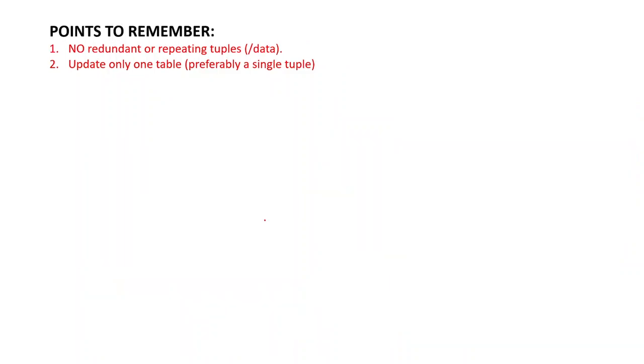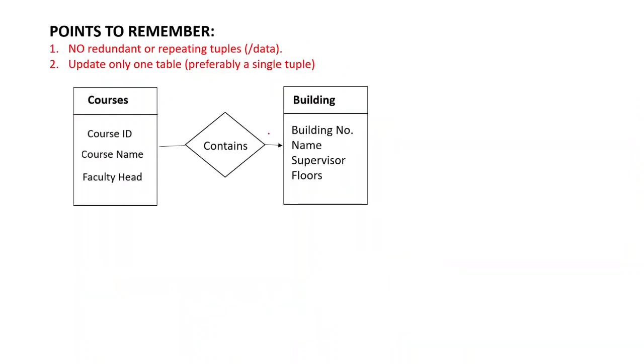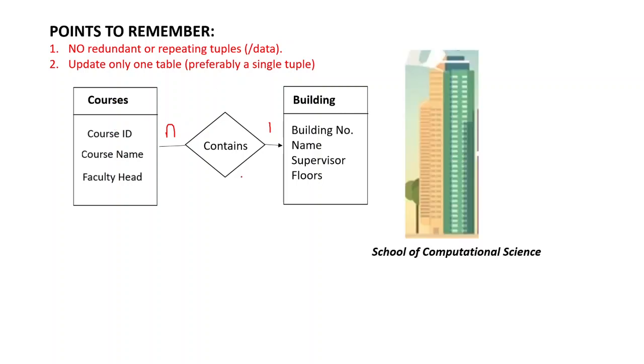Now let's move on to this part. This is an n:1 relationship. That is, a building can house many courses and every course will be mapped to one particular building. Say this is your building of School of Computational Science. This building houses many courses like BTech in Software Engineering, BTech in IT, BTech in CSE, MTech in CSE, MTech in IT, and also a research department is present in this building.